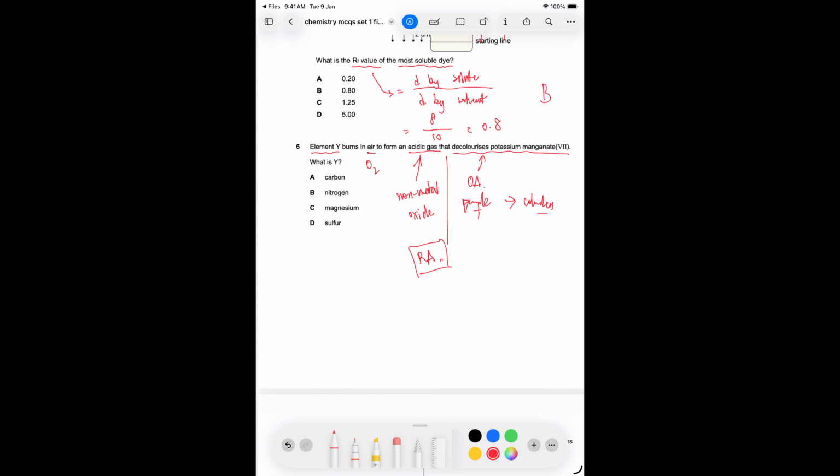Okay, so I repeat again. So meaning element Y is actually a non-metal. You are looking for a non-metal, and it must give you an acidic gas. Okay, so magnesium is a metal, so it's out. Okay, and carbon, when you burn carbon, you might form CO or CO2. Nitrogen is NO or NO2. Sulfur is SO2, okay, or even SO3. All right. So if you do it by elimination, what is your answer?